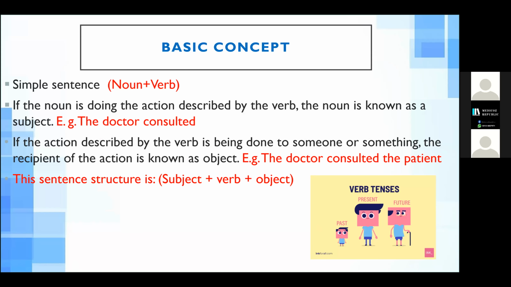So the most simple sentence structure in the English language is, as we all know, a noun plus verb. If the noun is doing the action described by the verb, the noun is known as the subject. We all know that. For example, the doctor consulted. So here in this example, the doctor is the subject of this sentence.